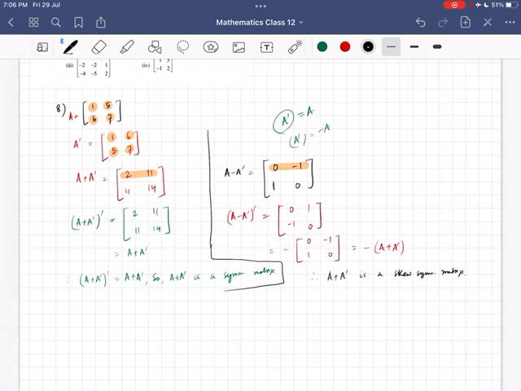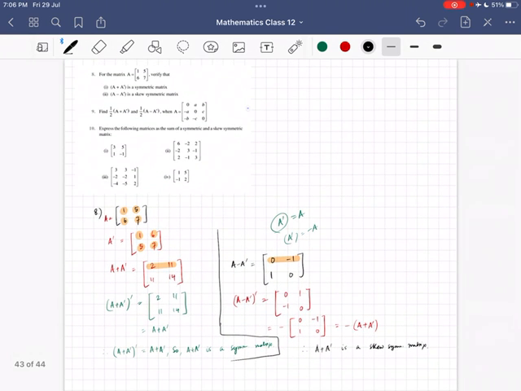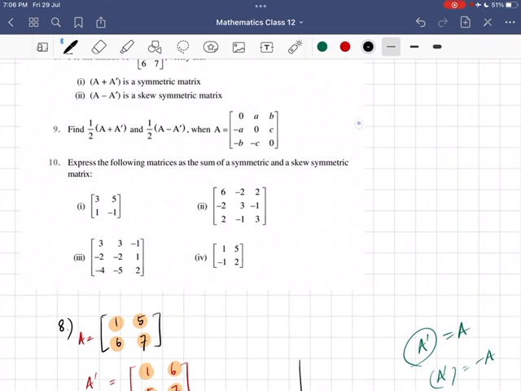Okay, now we're gonna do question number 9. So what we found out from question number 8 is that for any matrix, if you do A plus A transpose, you will get a symmetric matrix, and if you do A minus A transpose, you will get a skew symmetric matrix. But in question number 9, we have to find half of A plus A transpose and half of A minus A transpose.